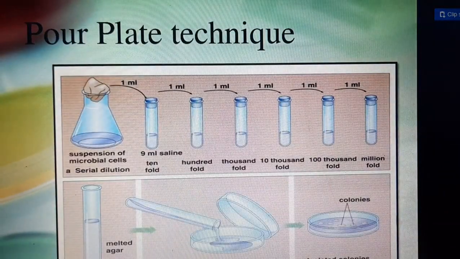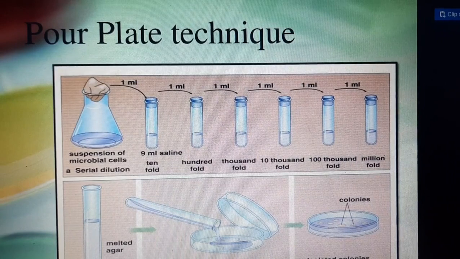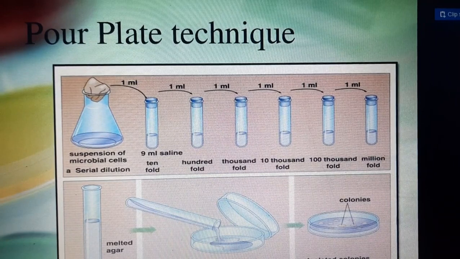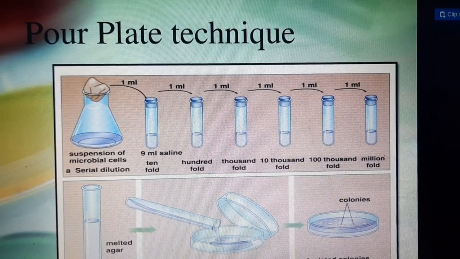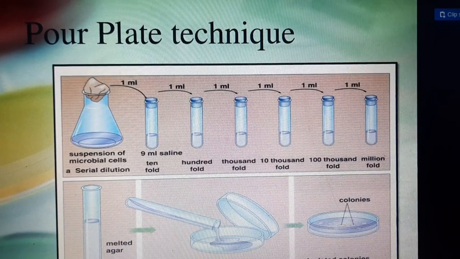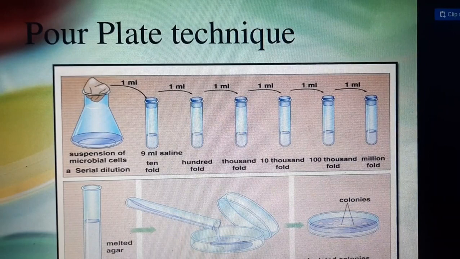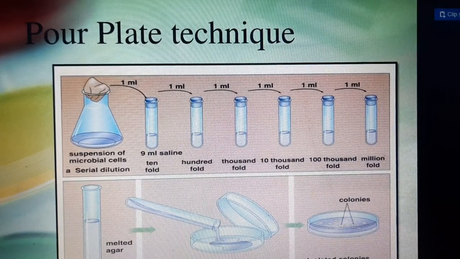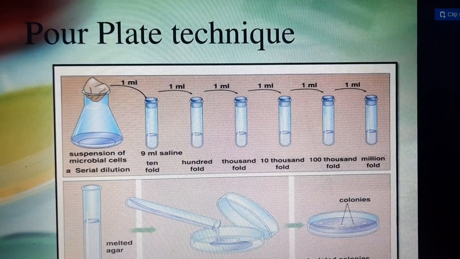Pour plate technique. Tubes containing 50 ml of agar medium each are melted and kept to cool in a water bath at 40 to 50 degrees Celsius. The inoculum to be tested is diluted in serial dilution. 1 ml of each diluted inoculum is added to each tube of the molten agar, mixed well, and then the content of the tube is poured into a sterile petri dish to solidify. These plates are incubated at 37 degrees Celsius overnight. This culture method is used to estimate viable bacterial count in a suspension or to quantitate bacteria in a urine culture.